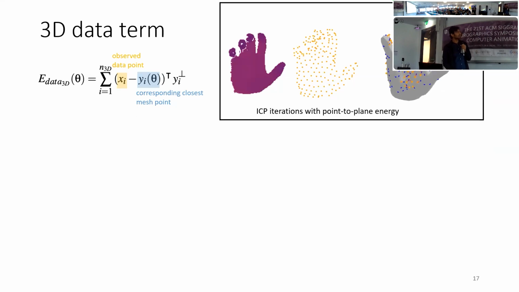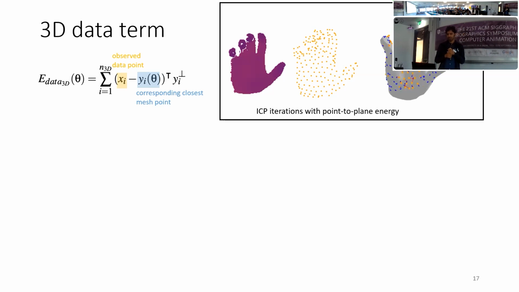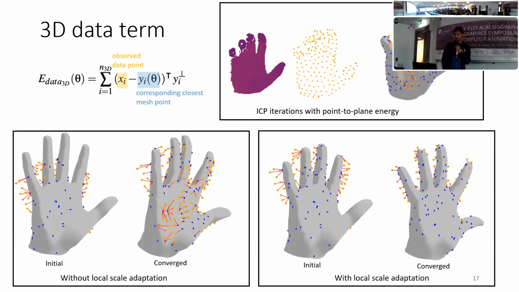The 3D data term minimizes the distance between the observed point cloud and the model. We use the point-to-plane iterated closest point, or in short ICP, due to its faster convergence. In this case, for each observed point xi, we need to compute the closest point on the mesh, yi. Let's consider two scenarios. In one case, we have a model without the local scale, and in the other, we have a model with the local scale adaptation. We can see that the computed closest point correspondences are incorrect in the first case because of the difference in the local scale of the model and the user's hand.